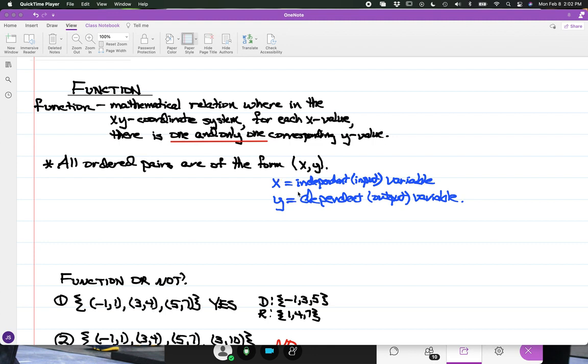And again, x is going to be referred to as the independent or input variable. And y is going to be the dependent or the output variable.